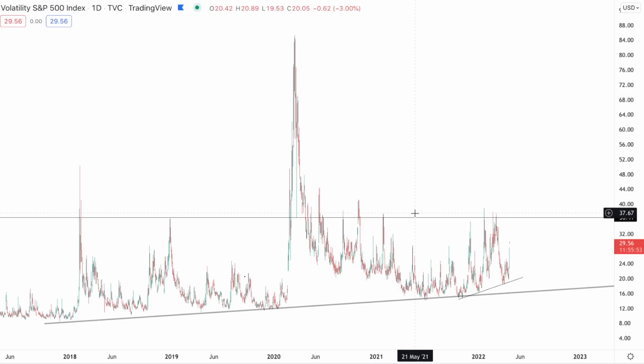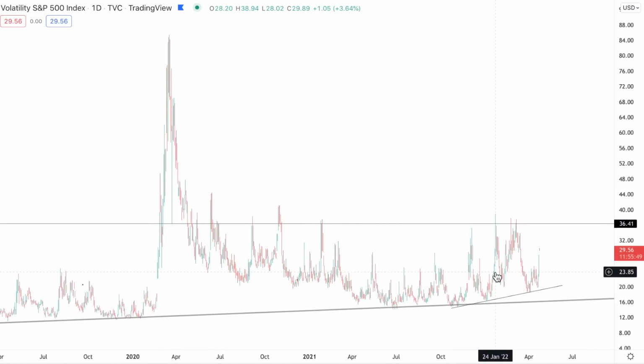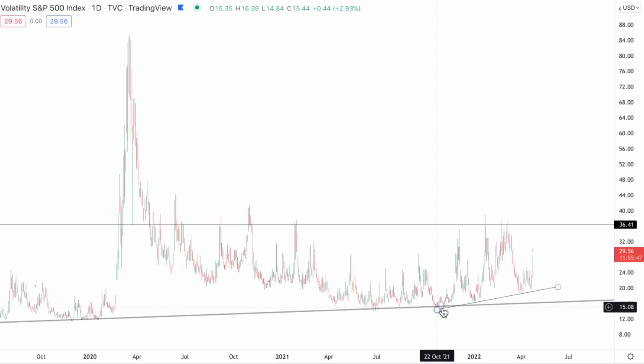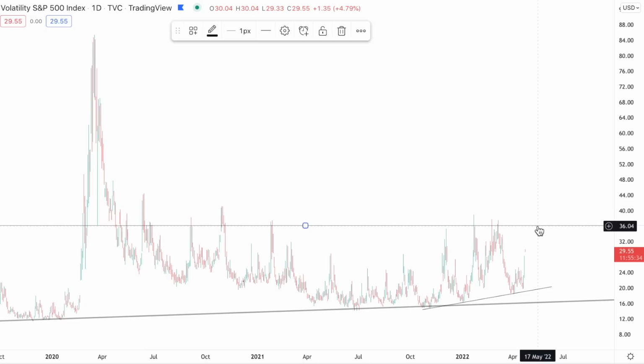I made this chart a lot more simple so that we can just take a look at two important levels here. So we have that trend line here that we bounced off, and I want you to pay attention to this line here, to this horizontal resistance on the VIX around the 35 to 36 resistance level. That is major support. It systematically corresponds to bottoms on the SP 500.